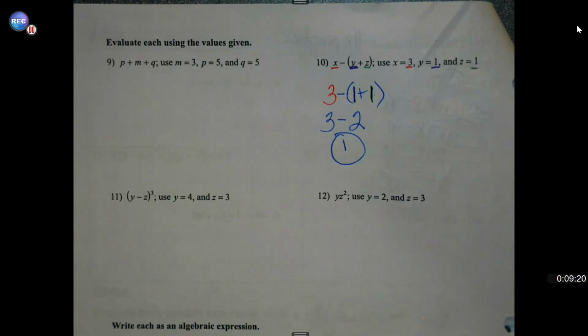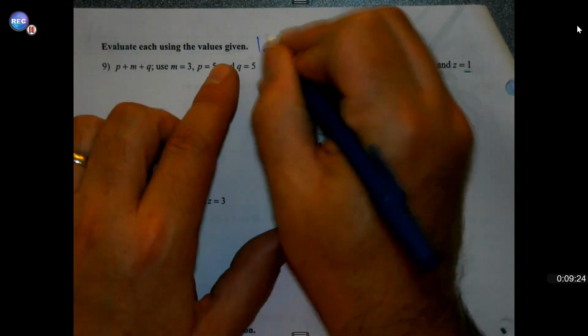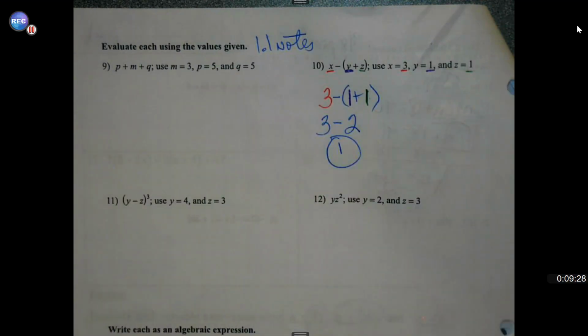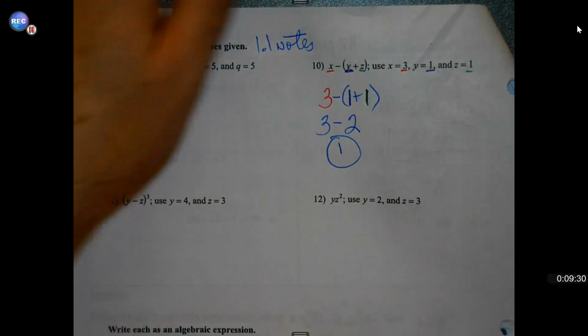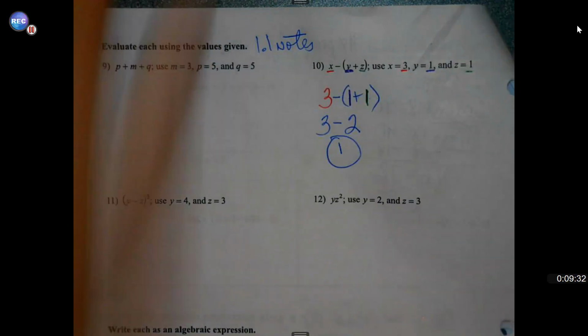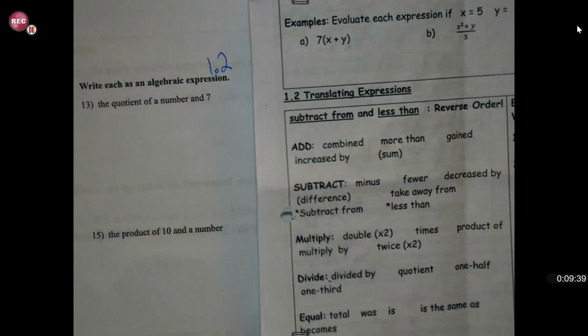And so then the last part, so again, this is 1.1 notes if you need assistance. And then when it says write as an algebraic expression down here below, that is the 1.2 notes where we get all the wordiness in here, like quotient and product and things like that as we're trying these out.